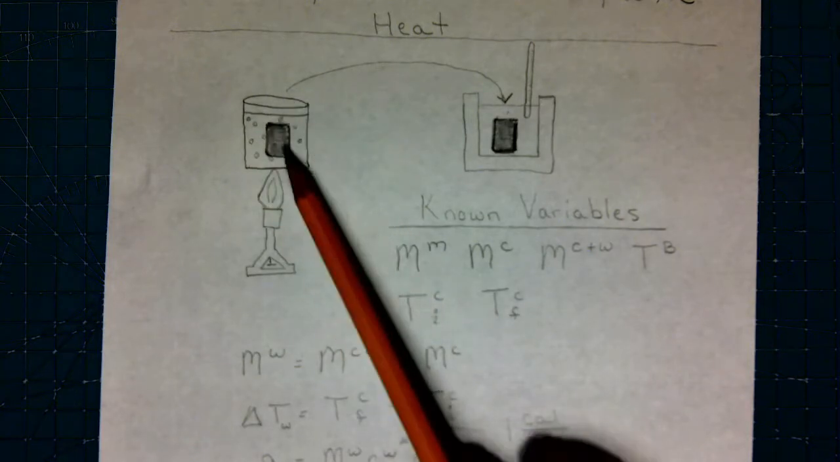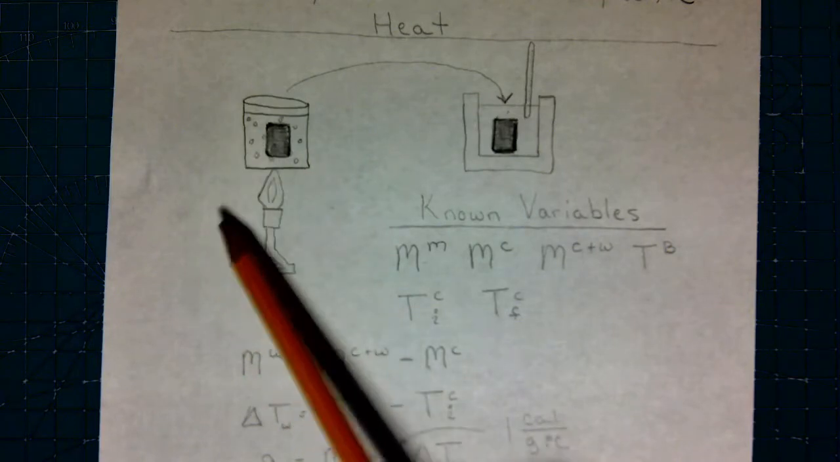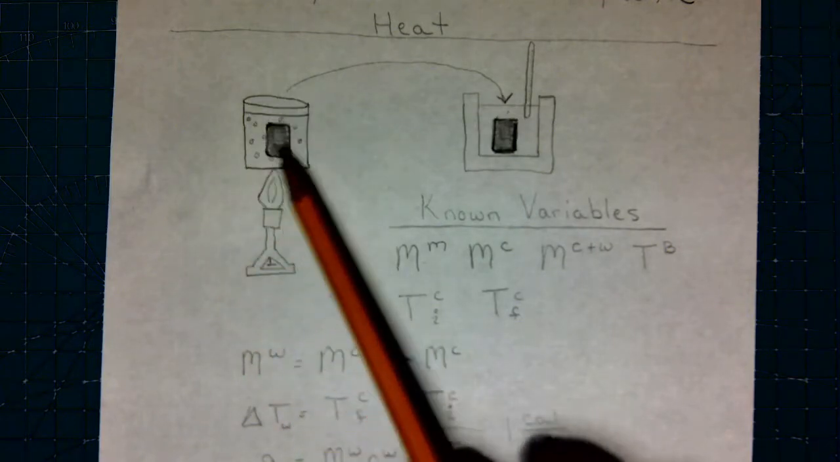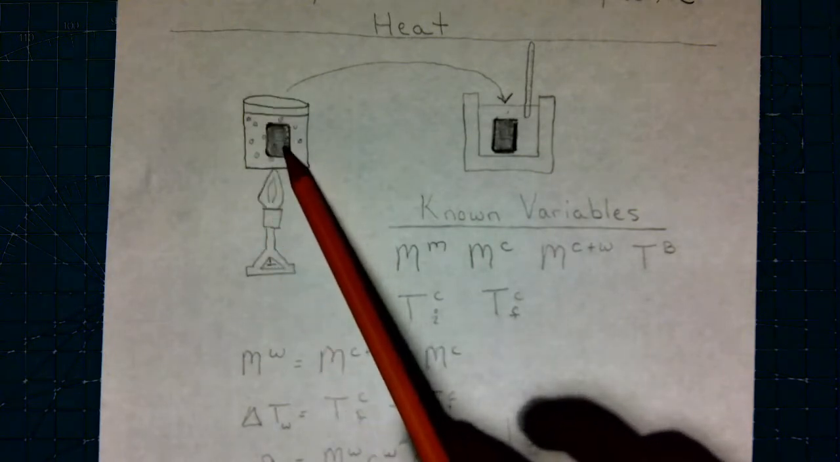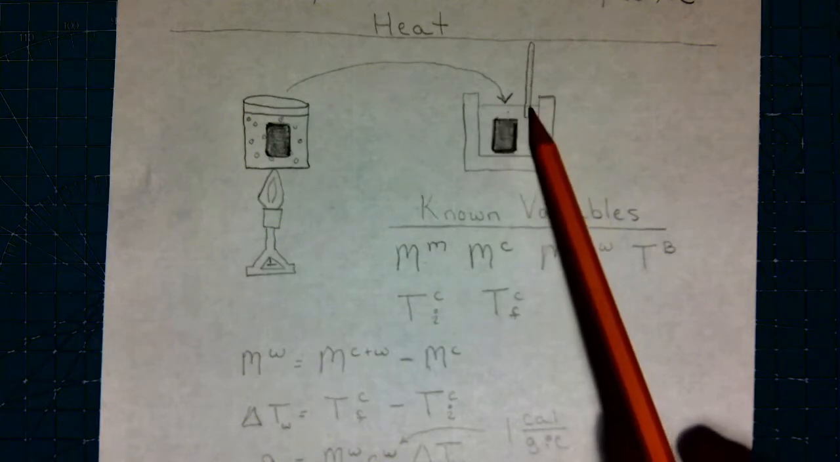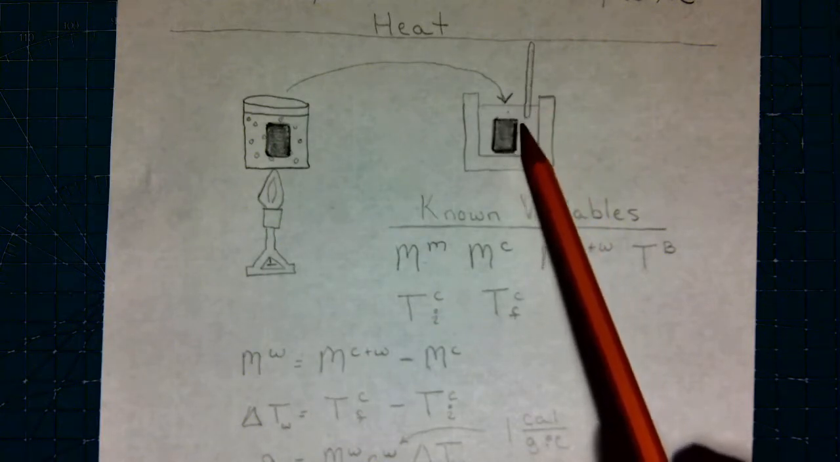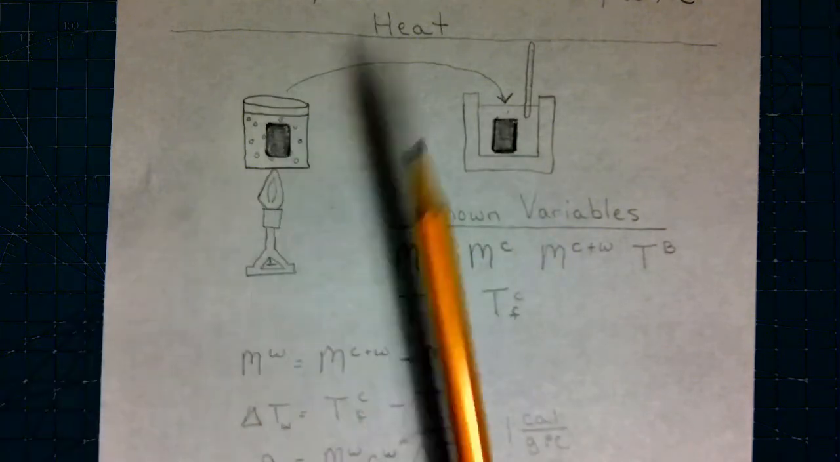bath here. And into it, we're going to add a piece of metal. We're going to let it warm up and thermally equilibrate. We're going to measure that temperature so we know what it is. We're going to take that piece of metal out. We're going to place it into our calorimeter. And we're going to see how much this water warms up in that process.